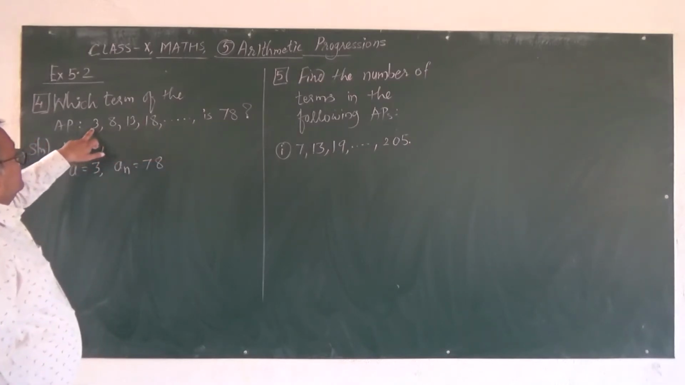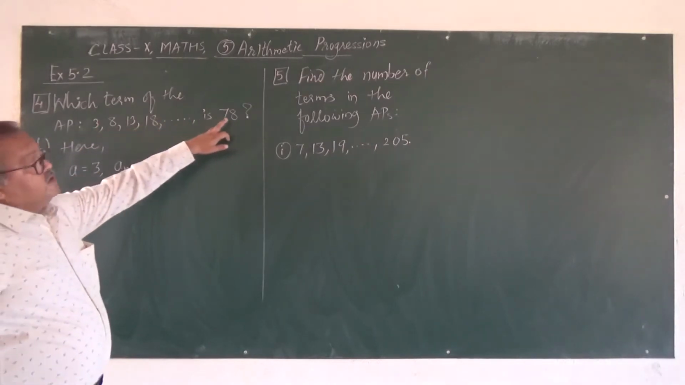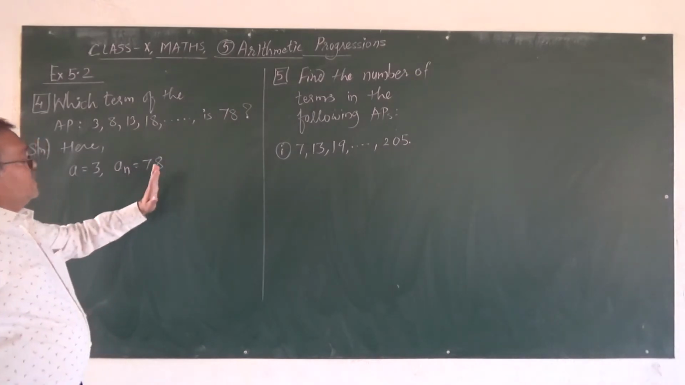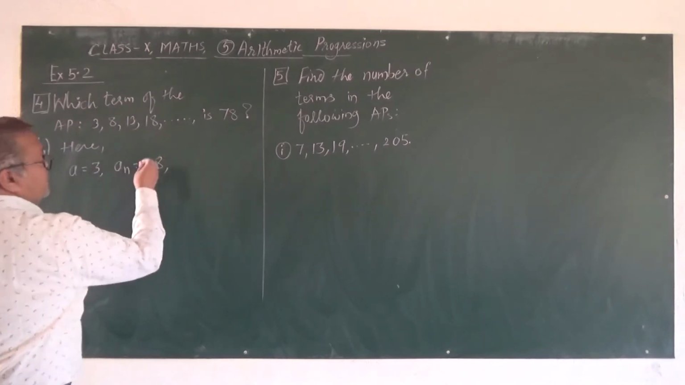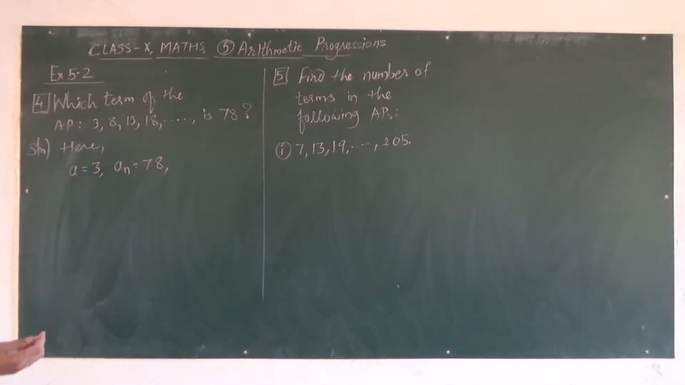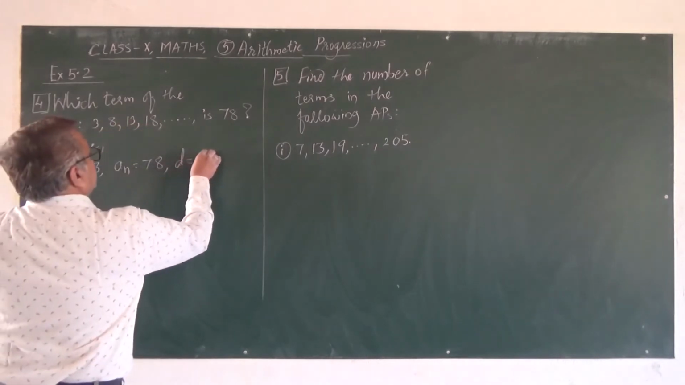See, first term is 3, fourth term is 18. So which term will be 78? So we want to calculate here n. Okay, what is here common difference? No need to find a2 minus a1 and a3 minus a2. Which term of the AP? It is given AP. So 8 minus 3, 5, 13 minus 8, 5, 18 minus 13, 5. So you can directly write d is 5.